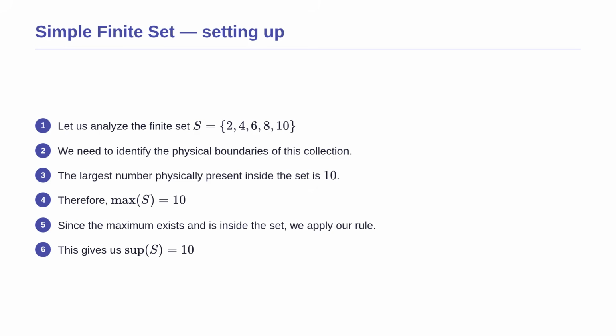We are given a simple finite set S containing the numbers 2, 4, 6, 8, and 10. We are asked to find the supremum, infimum, maximum, and minimum. Since this is a finite collection, we can simply look at the elements to find the largest and smallest values. The largest number physically present inside the set is 10. Because this number is an upper bound and is actually a member of the set, it serves as our tightest possible ceiling. Following our general rule, since the maximum exists and is inside the set, the supremum is exactly equal to the maximum, which is 10.